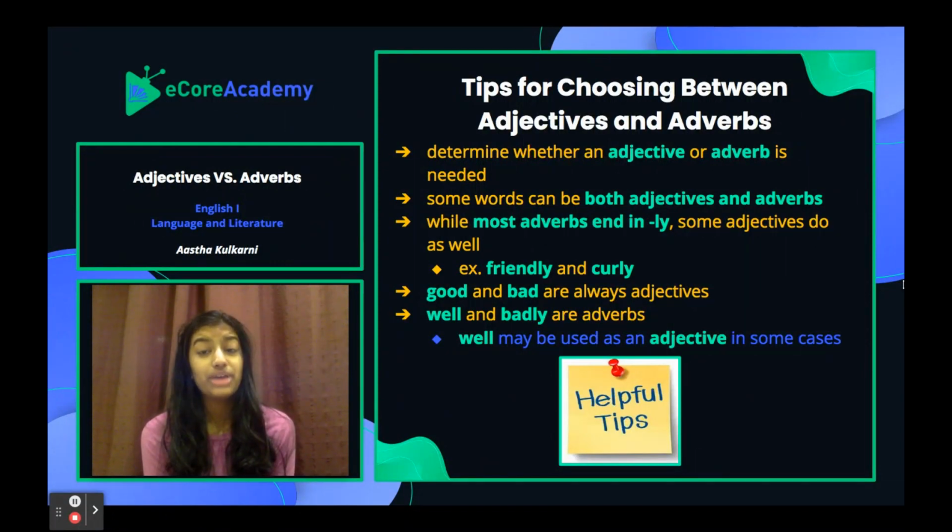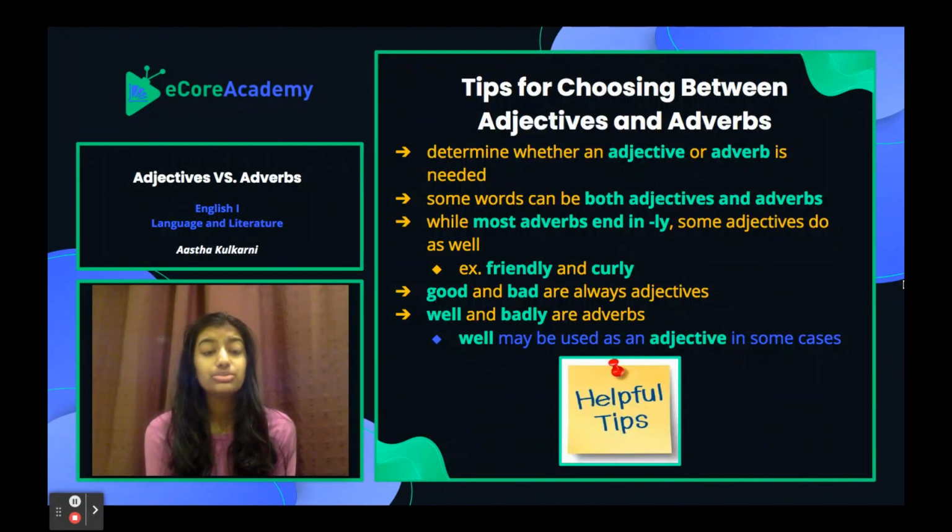Some words can be both adjectives and adverbs, so we need to keep that in mind when deciding when to use one or the other. While most adverbs end in ly, some adjectives do as well. So the examples friendly and curly, they both are adjectives, but they end in ly. Friendly describes a personality trait. Curly can describe hair. So these aren't adverbs, but they do end in ly.